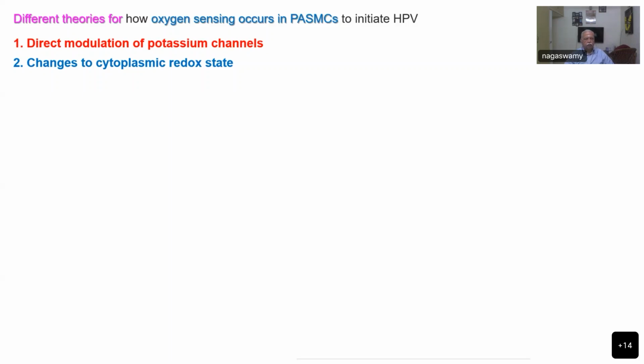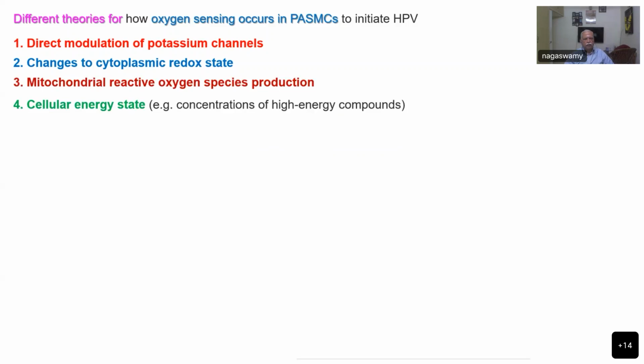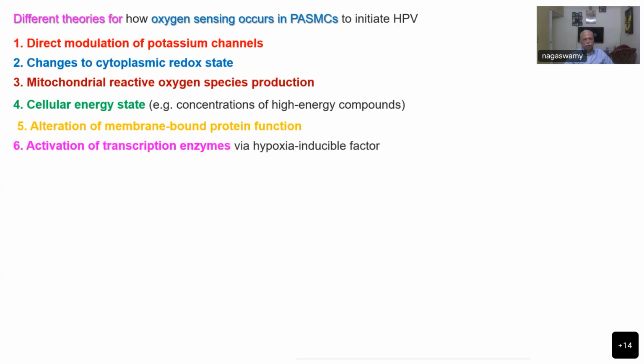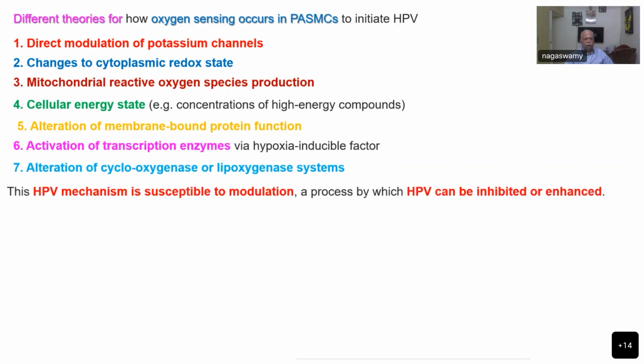Then changes in the cytoplasmic reduction and oxygen state. Mitochondrial reactive oxygen species production is increased, and cellular energy state changes, with high energy compounds released, and alteration in membrane-bound protein function, activation of transcription enzymes via hypoxia-inducible factor, alteration in cyclooxygenase or lipoxygenase systems which act on the bilipid layer. So these theories are there for the sensing of oxygen, which causes the reaction in the pulmonary arterial smooth muscles.